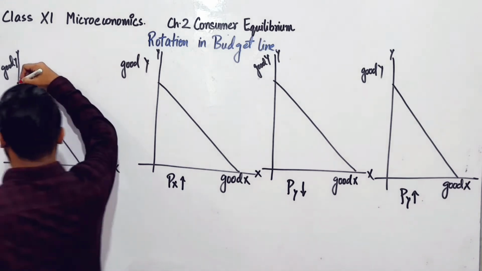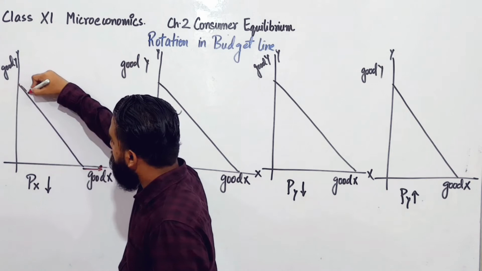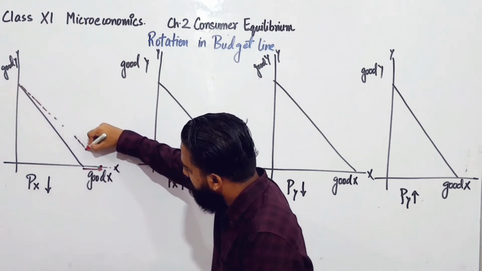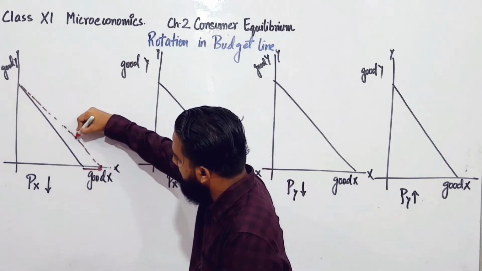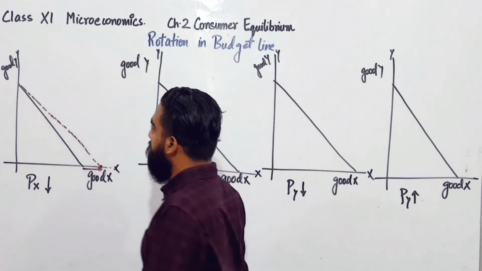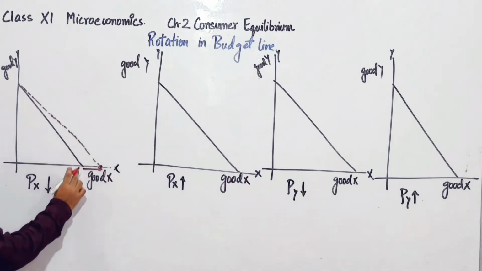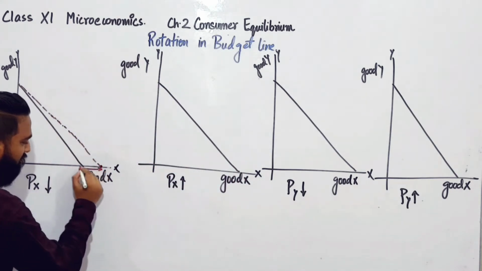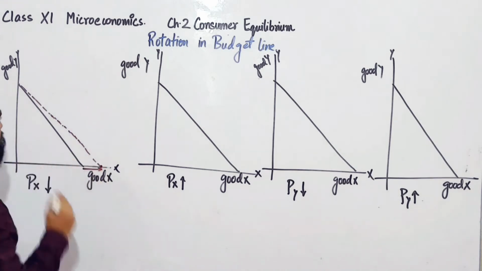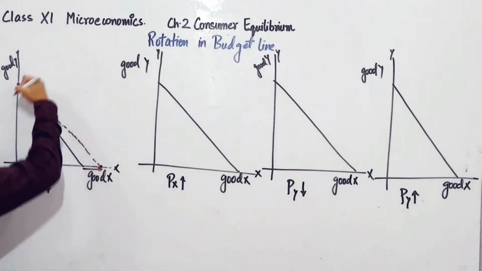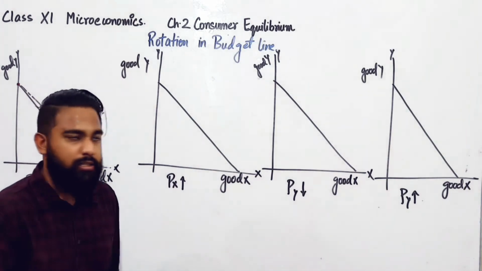So there will be a rotation of the budget line. This will be the rotation. The good X point will rotate from this point to this point, and this point will remain the same.